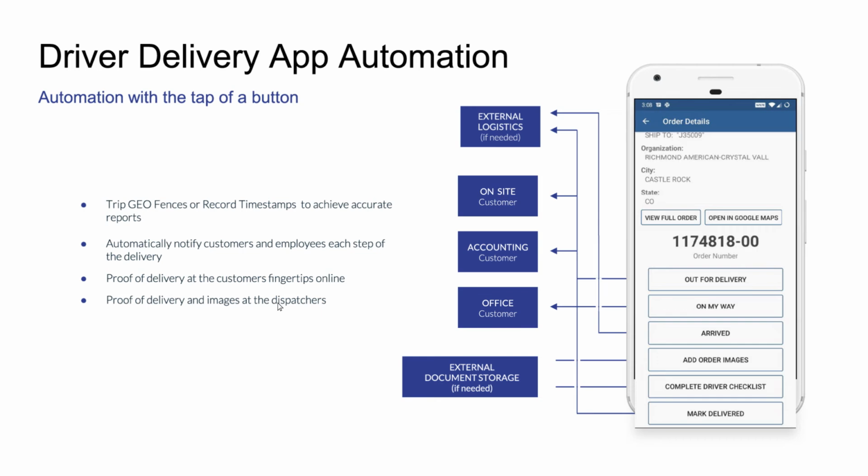Accounting at the customer could get notifications, and these can be all different departments. So many times for a large customer, they may have a corporate office. They may have an accounting team in a separate location. There may be people working remotely out on a job site or doing service calls. So we can notify all those people just by our customer's driver tapping one button in a mobile app making a delivery.